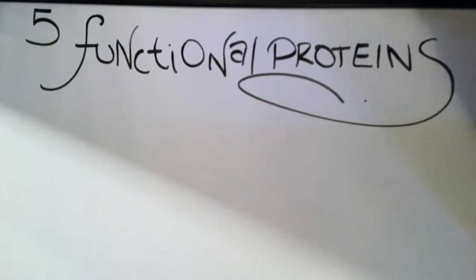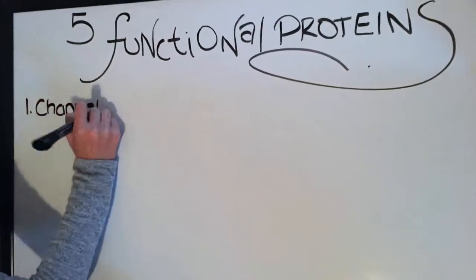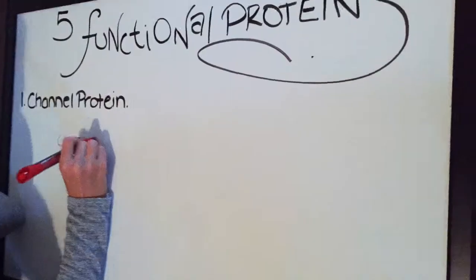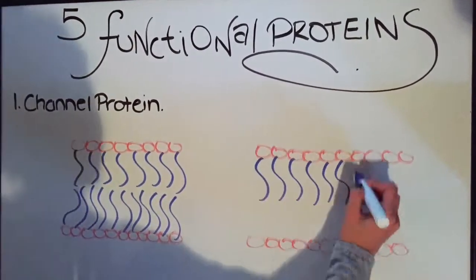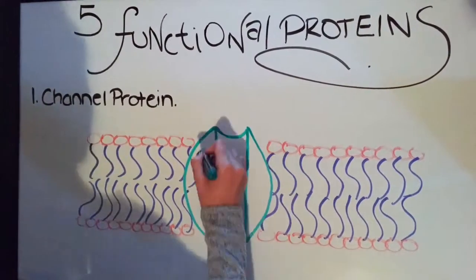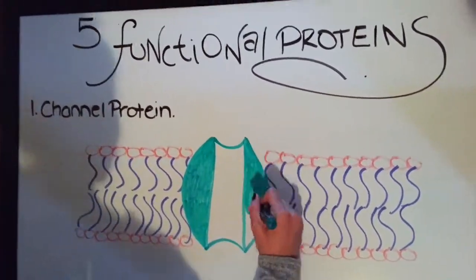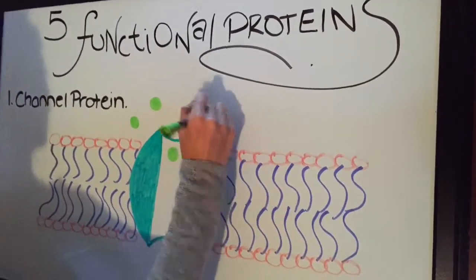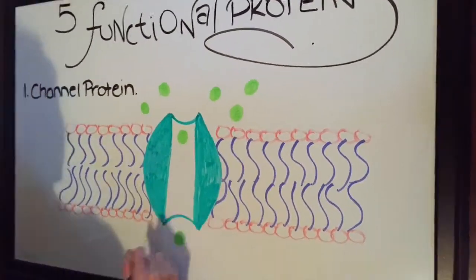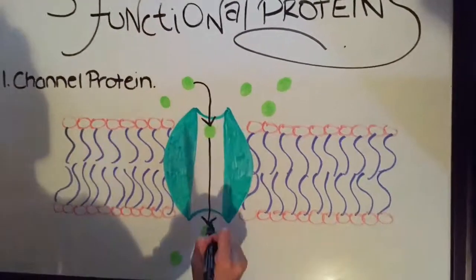There are 5 major gatekeeper proteins, better known as functional membrane proteins. The first is a channel protein. It creates a direct path from the outside of the cell into the cell. It employs the concentration gradient for diffusion of larger molecules, such as sugar and other things.